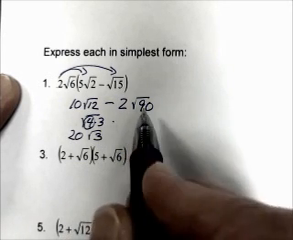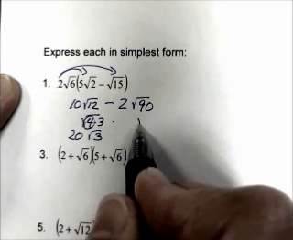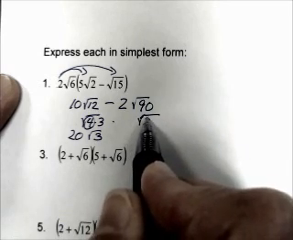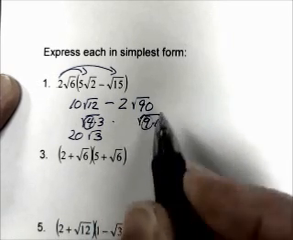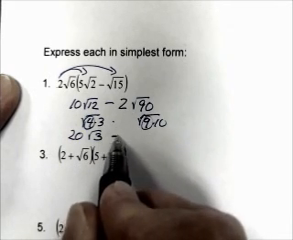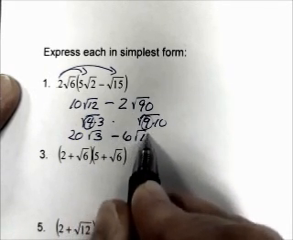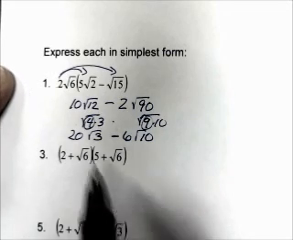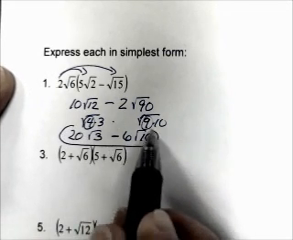Minus square root of 90. 9 times 10. Square root of 9 is 3. 3 comes out. I multiply it by the 2 to get 6. So that'd be minus 6 square root of 10. So that's 20 square root of 3 minus 6 square root of 10.